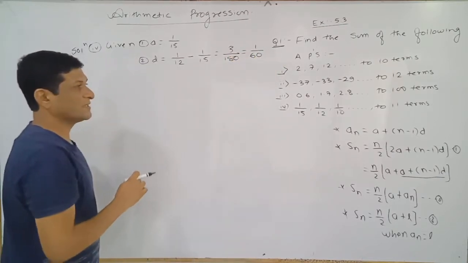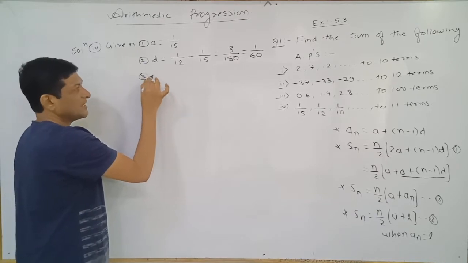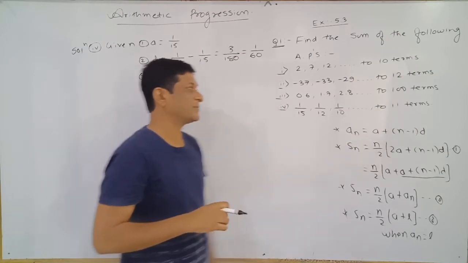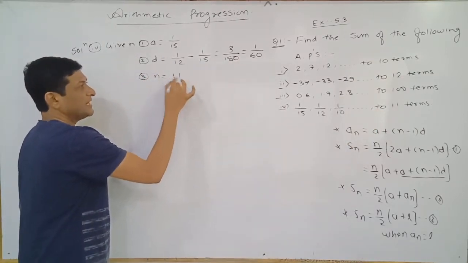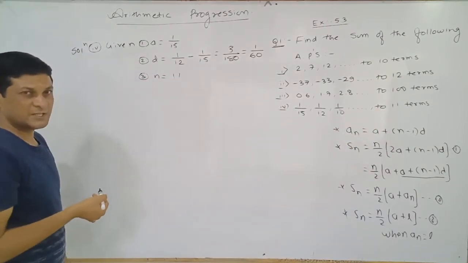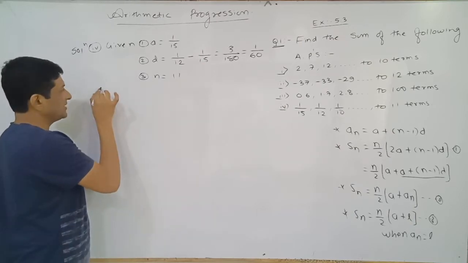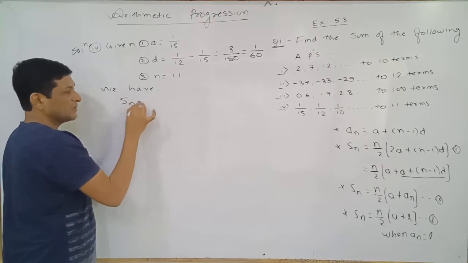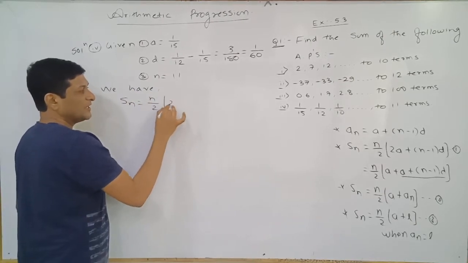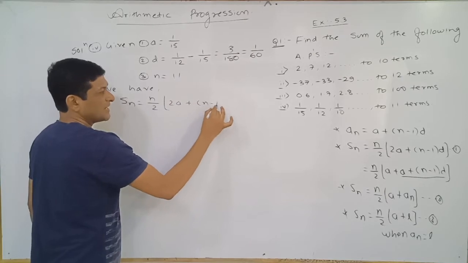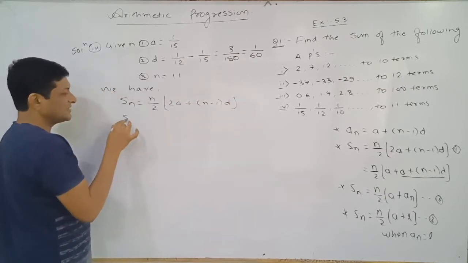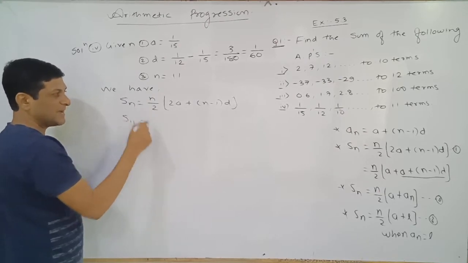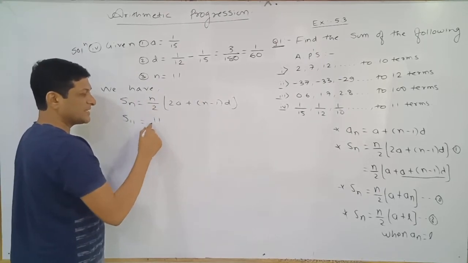So the value of d is also known to us. And in this example, in total how many terms are there in this arithmetic progression? Total 11 terms are there. So n will be equal to 11. Now using these given conditions, we are trying to find the sum of n terms. So what is the formula to find the sum of n terms? Sn is equal to n by 2 into 2a plus n minus 1 into d. So as it stands, in this arithmetic progression total 11 terms are there. So we are replacing n by 11. Wherever n appears, replace n by 11.